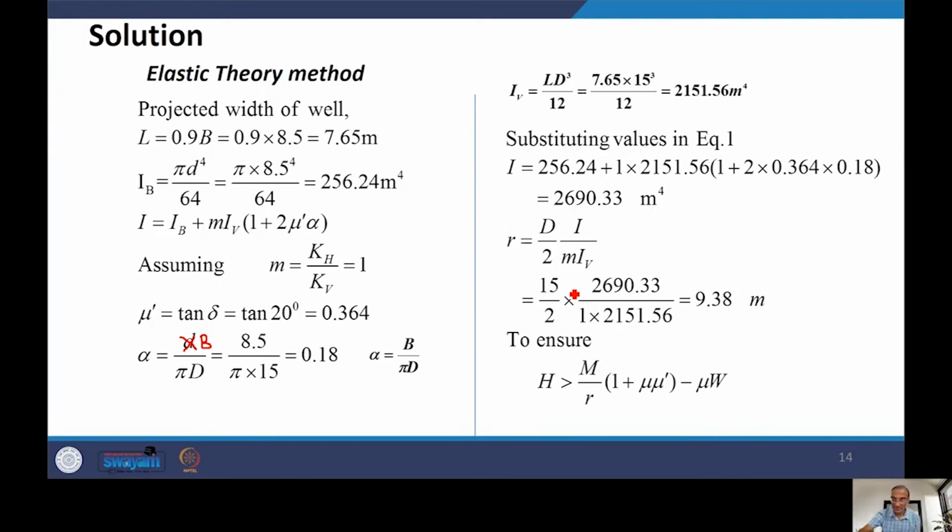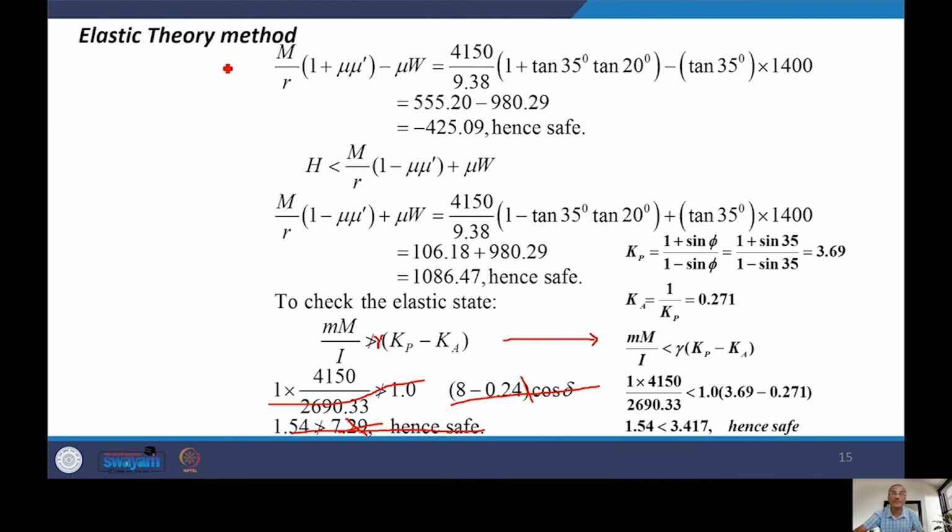Now we are almost done with this. So we go to the checks. The first check that needs to be applied for the elastic theory method is that the value of H should be greater than M by R (1 plus mu prime minus mu). Mu is Poisson's ratio for the soil, and mu prime is tan delta, which is given to you here. Once you put in the numbers, on the right-hand side, M by R (1 plus mu), with mu prime equal to tan 20 degrees and mu equal to tan 35 degrees, you get minus 425.09.